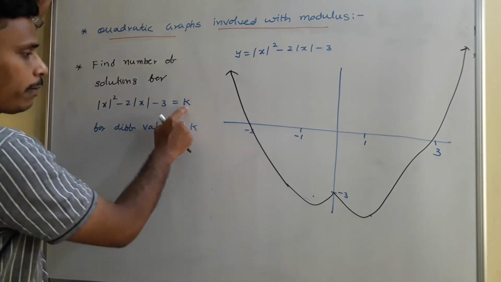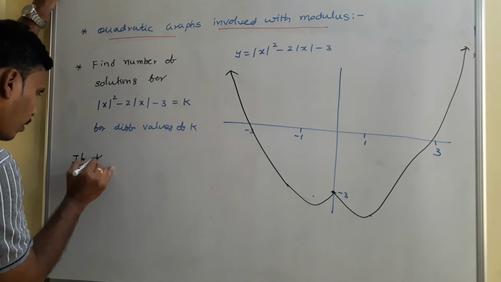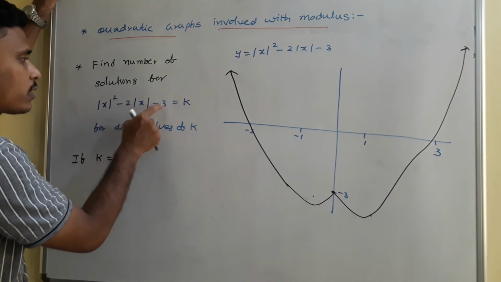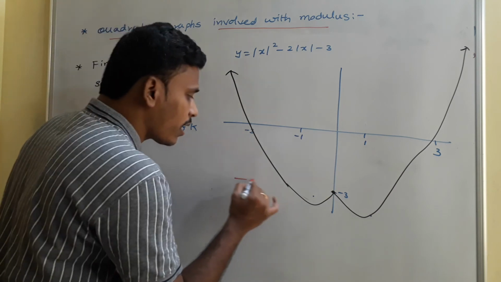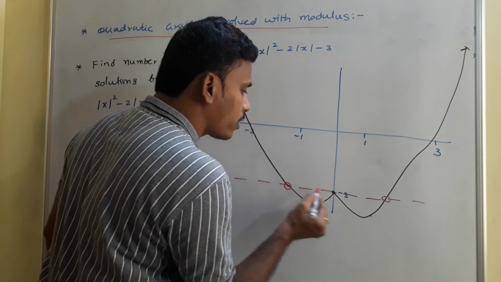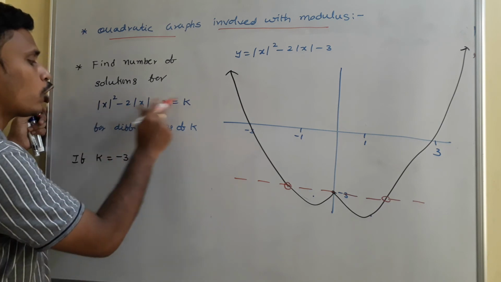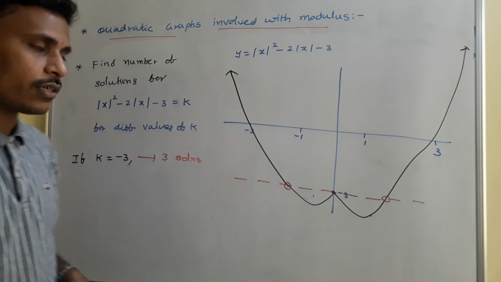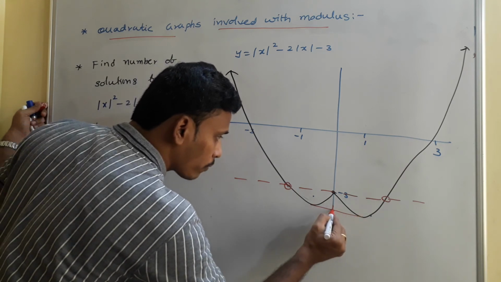If k is equal to minus 3, how will the equation become? Mod x square minus 2 mod x minus 3 is equal to minus 3. If k is equal to minus 3, you need to sketch a line parallel to the x-axis at minus 3. It intersects the graph at how many points? 1, 2, 3. 3 points. At k is equal to minus 3, this particular problem has 3 solutions because it intersects the graph at 3 points. Is it right?